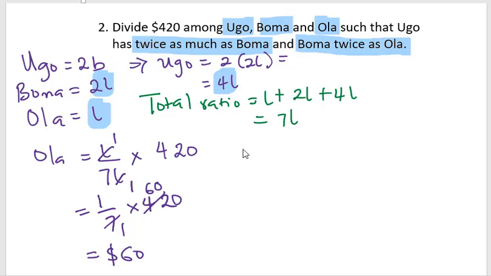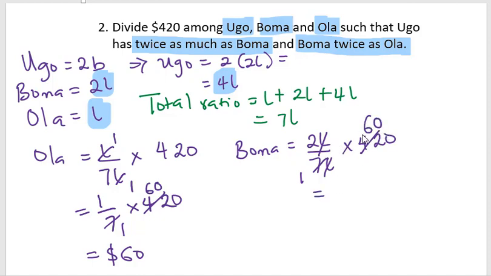Okay, let's check that of Boma. Boma is 2L, that's it, divided by total ratio 7L. The L can cancel out, so 2 over 7 times 420. 7 here is 1, 7 here is 6, you take the 0 up. 2 times 6 is 12, then you add the 0, 120. So let's check $120.